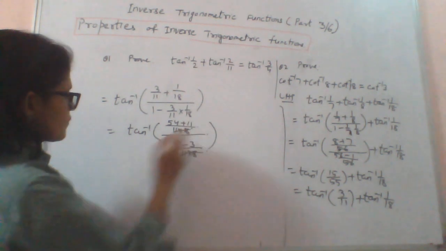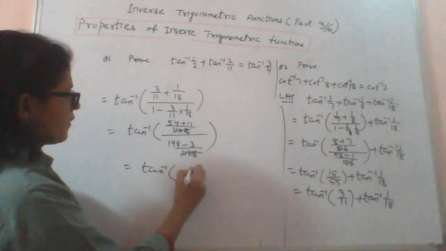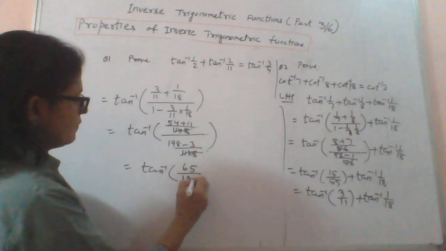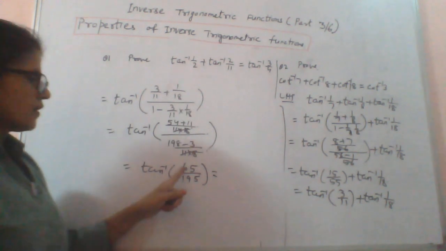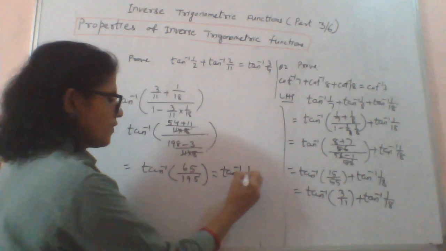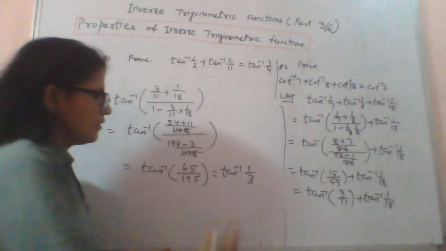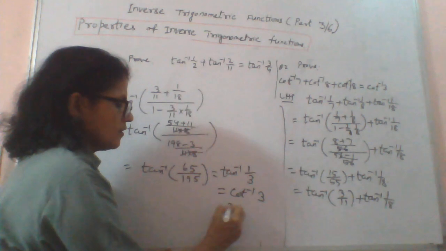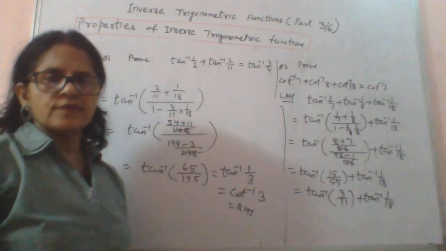Cancel this. Tan inverse, you are having 65 over 195. Okay, so are you getting 1 by 3 here? So tan inverse 1 by 3. Okay, tan inverse 1 by 3. So tan inverse 1 by 3 equals cot inverse 3. That is equal to RHS. So we have proved this one.